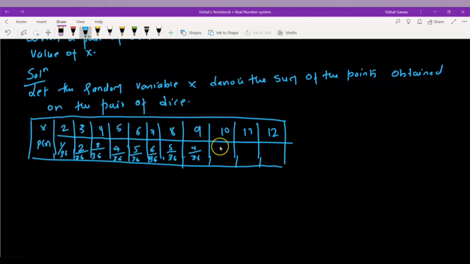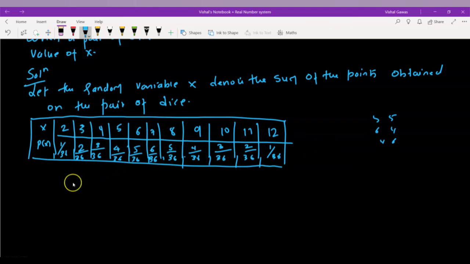Then for 10, I can get 5 5 on both, or 6 4, 4 6. So that would be 3 by 36. For 11, I will get only 6 5 and 5 6, which is 2 by 36, and for 12 only one. So it goes like 1 2 3 4 5 6, and then 5 4 3 and so on.